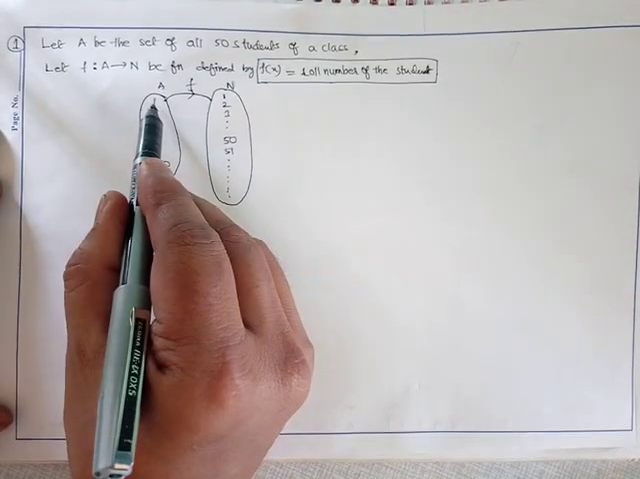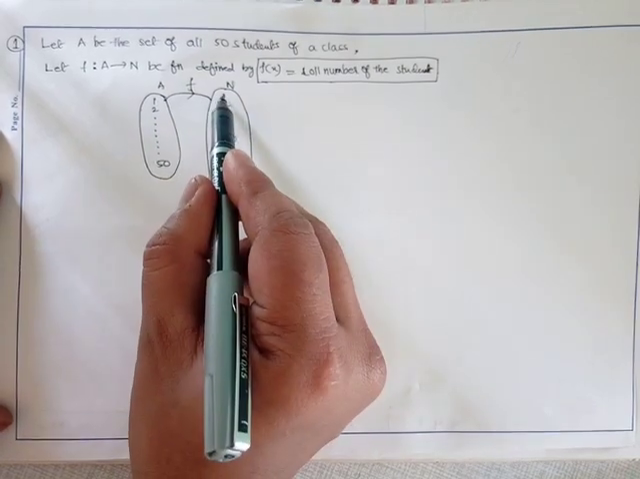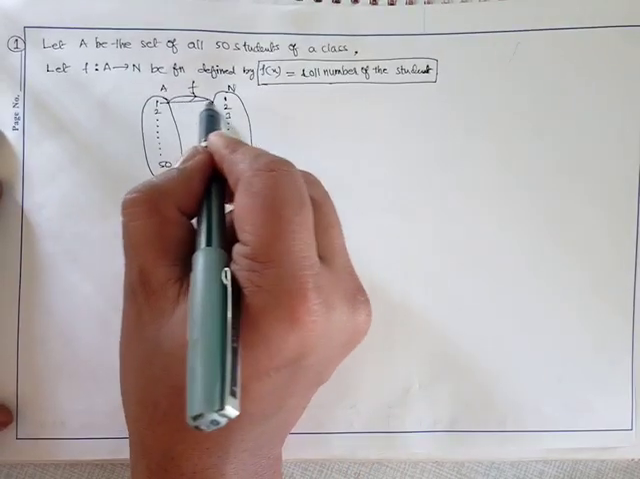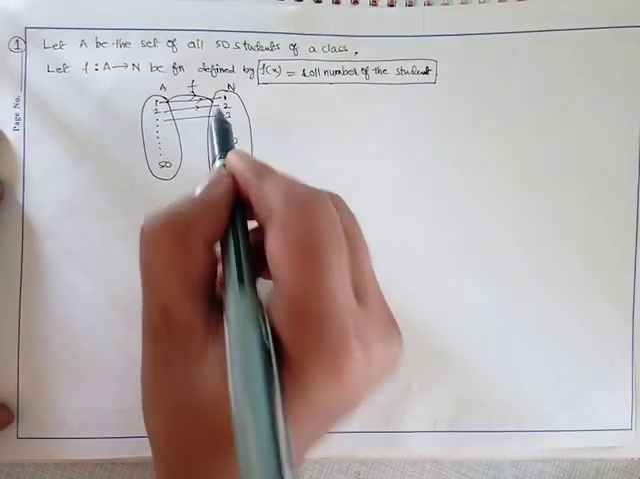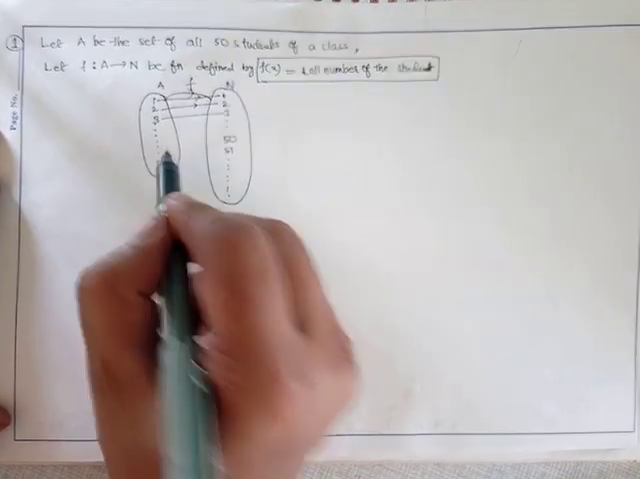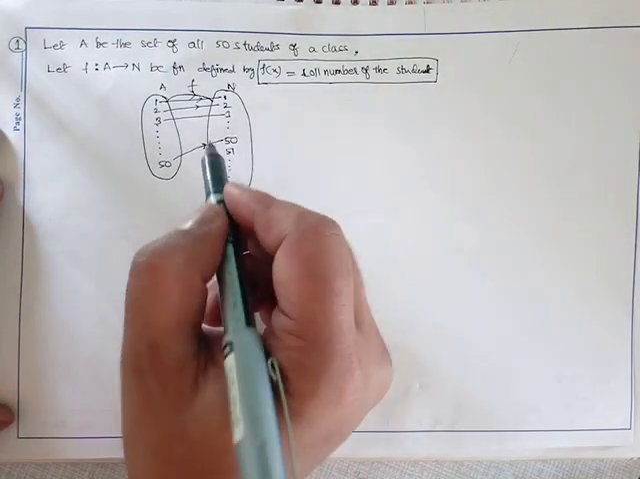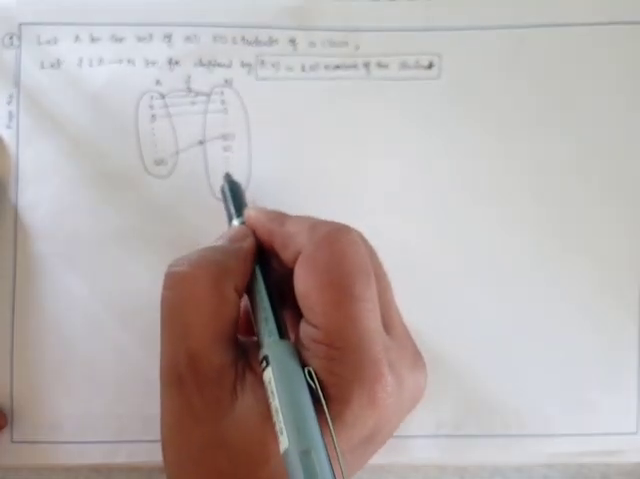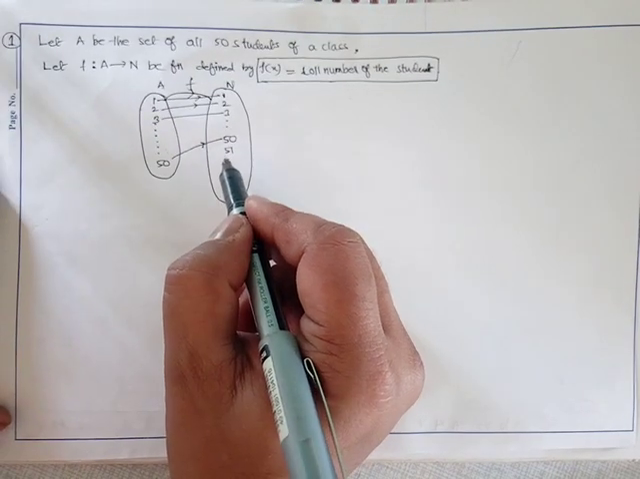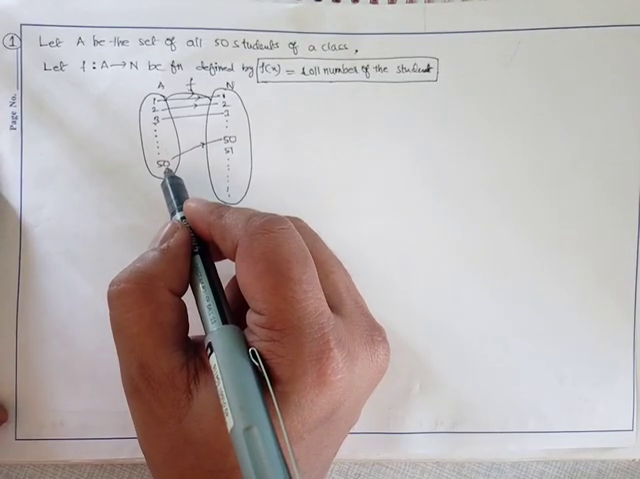So if I consider x equal to 1, then this particular student is related to the number 1 here. So 1 is mapped to 1, 2 is mapped to 2, 3 is mapped to 3, and so on, 50 is mapped to 50, and only these elements are going to be mapped. The elements 51, 52, 53 and so on are not related to any particular element of the set A.